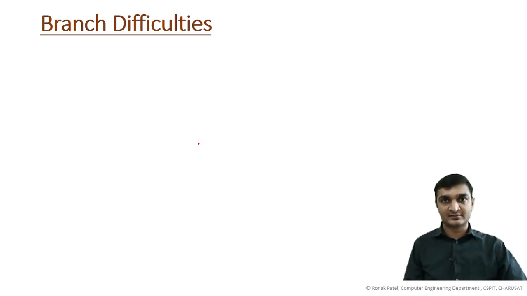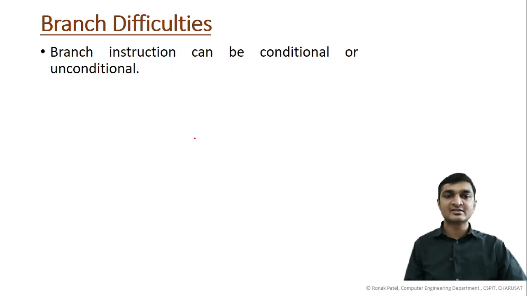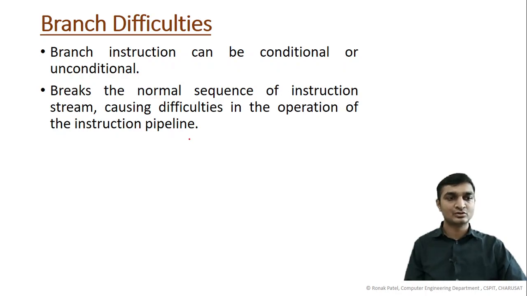Next is branch difficulties. So resource conflicts, the second is data dependency, and third is branch difficulties. So how to resolve these branch difficulties? A branch instruction can be conditional or unconditional. In a conditional branch, based on some value, it may go sequentially or it may jump somewhere else. In an unconditional branch, it will not check any value, it will directly jump. In both cases, it will affect your pipeline, or you can say normal execution. It breaks the normal sequence of the instruction stream and causes difficulties in the operation of the instruction pipeline.